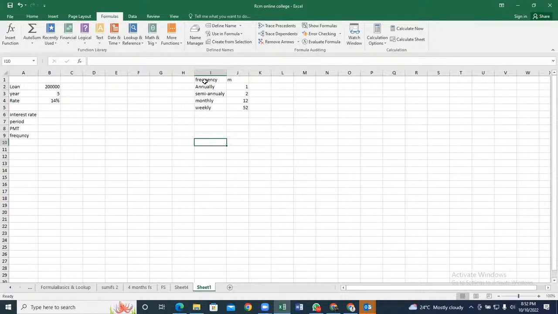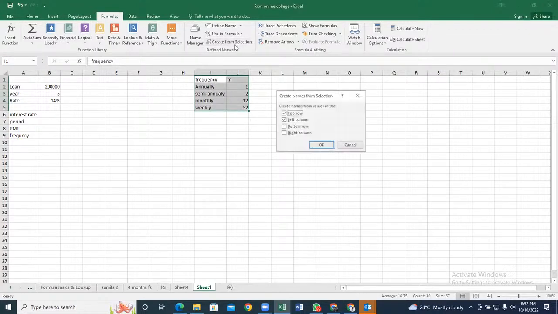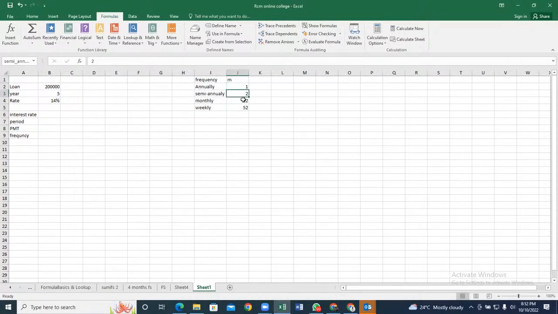You do the same to this other side. So highlight the whole of this, follow the same procedure, move to formulas, create from selection, ensure that the left column box is marked, not any other box. Then you say, okay. So having done that, we've now defined the names of these cells.